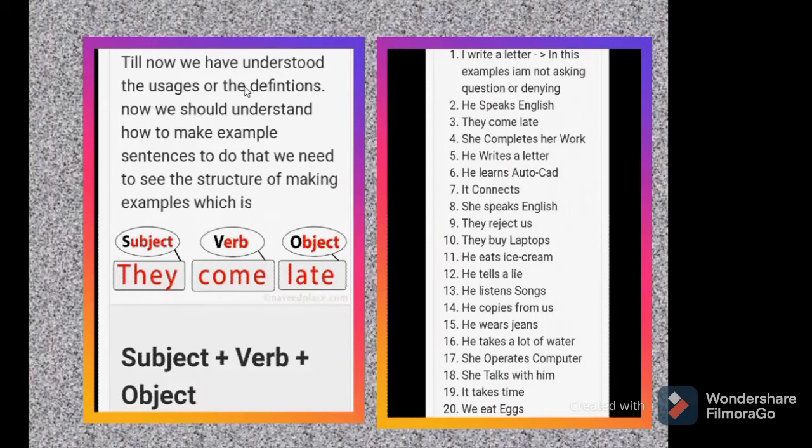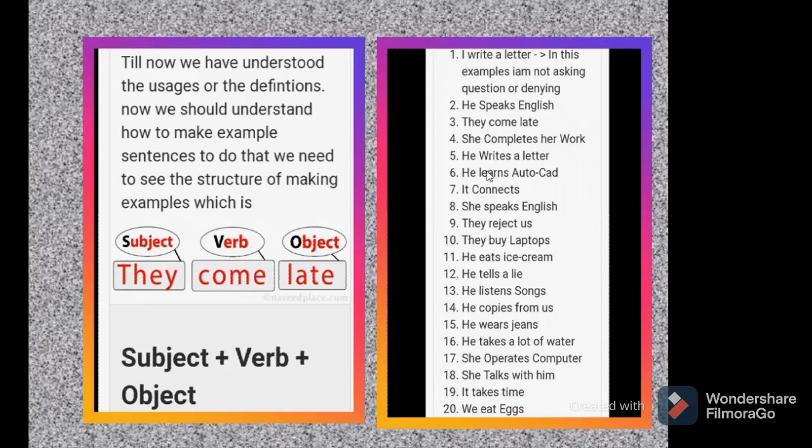Till now, we have understood the usage and definition. Now we should understand how to make example sentences. To do that, we need to see the structure, the formation, how to form a present indefinite sentence. The simple structure is subject, verb, object. SVO, for example, they come late. They, subject, doer of action. Who is doing the action? They, pronoun, third person pronoun. Come, this is action, this is verb. And late, this is object. So they come late, subject, verb, object. This is the simple structure of present indefinite.